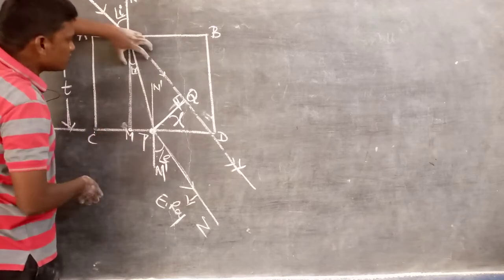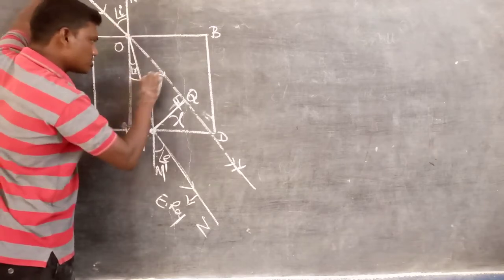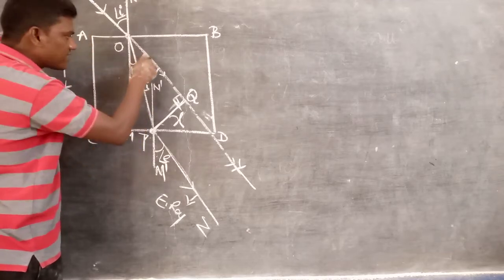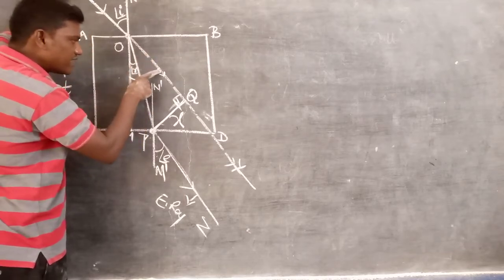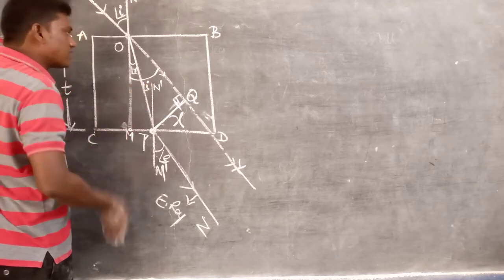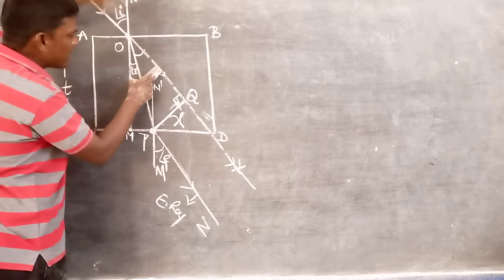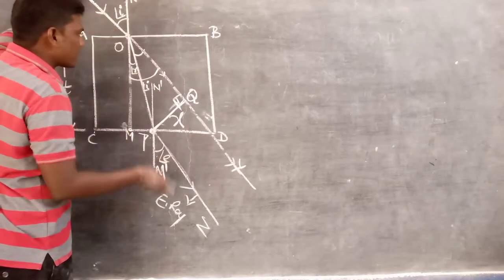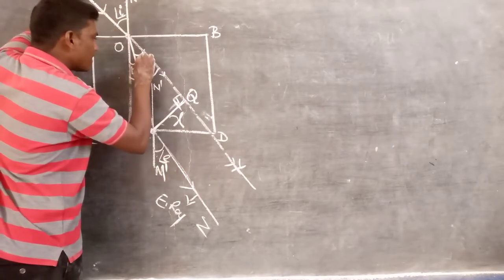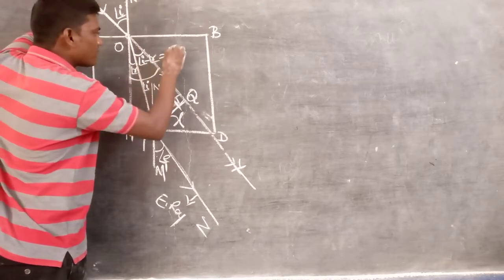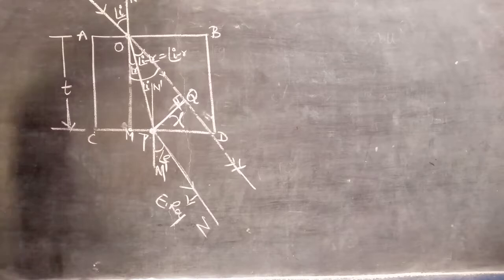And one more thing, we want this angle also. This total angle is I, because it is between the incident ray and the normal. The angle between incident ray and normal is called angle I. But what is this angle? This total angle is I, this one is R. Then what is this angle? Angle I minus angle R. Is it correct or not?